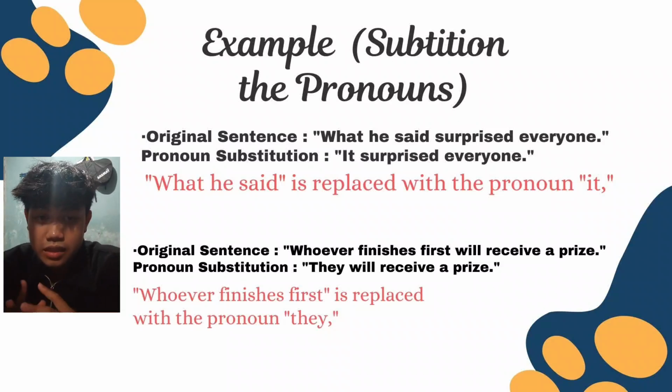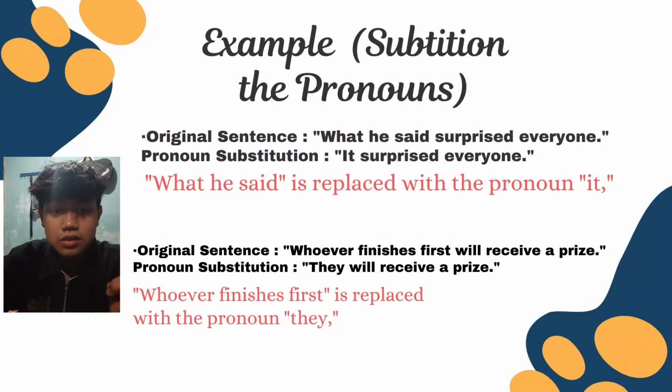The second one is whoever finishes first will receive a prize. Pronoun substitution: they will receive a prize. The noun clause whoever finishes first is replaced with the pronoun they, because whoever can be anyone. It's like there are many people in a group, so they are called people, and the people can be substituted with they.